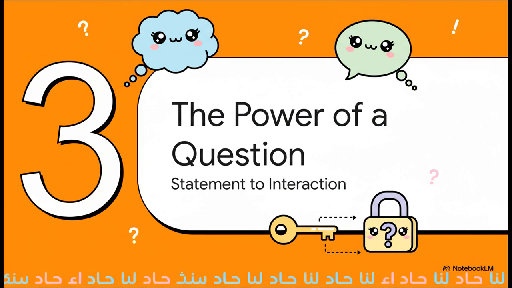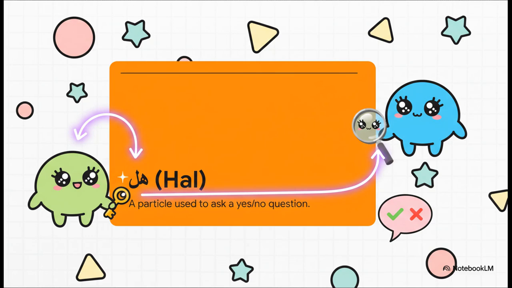So we've built a statement, which is awesome for telling a story. But language isn't just about telling, it's about asking, it's about interaction. So in this next part, we're going to learn a super simple trick to turn any statement you make into a question. I want you to meet your new best friend for conversations in Arabic. Hel. I want you to think of this little word as a question key.